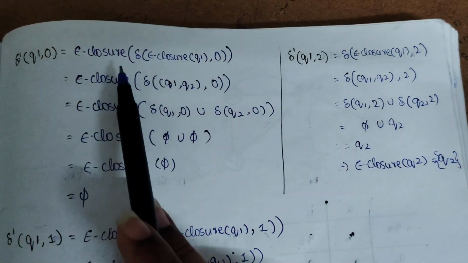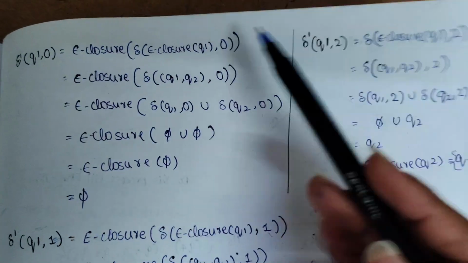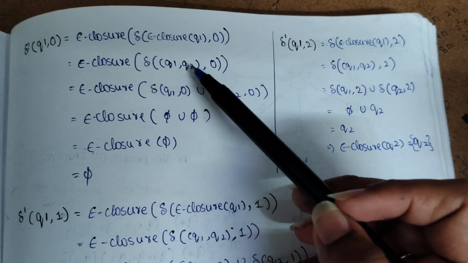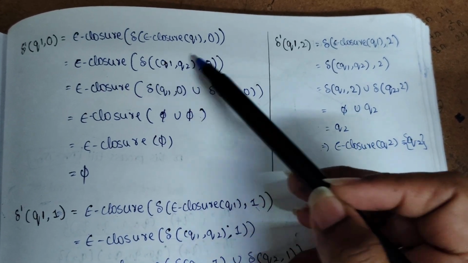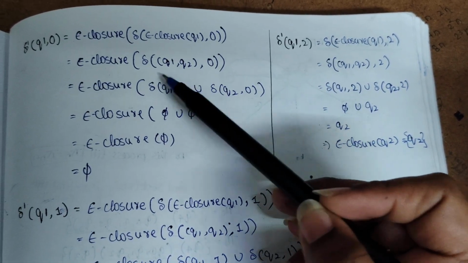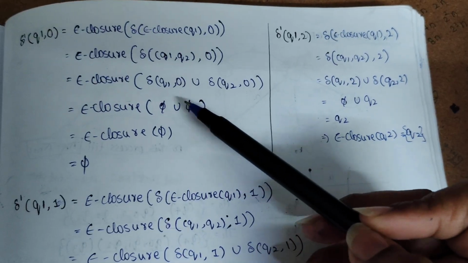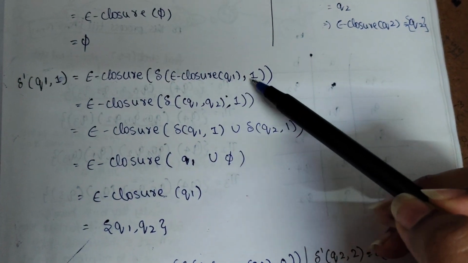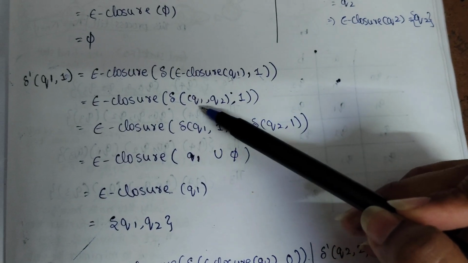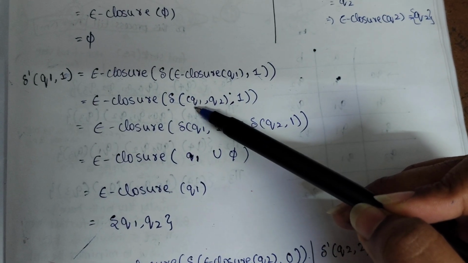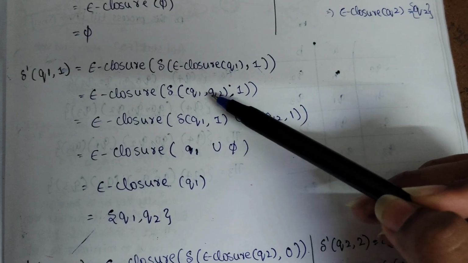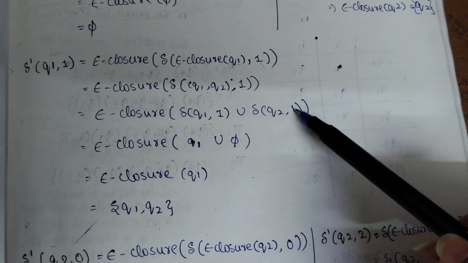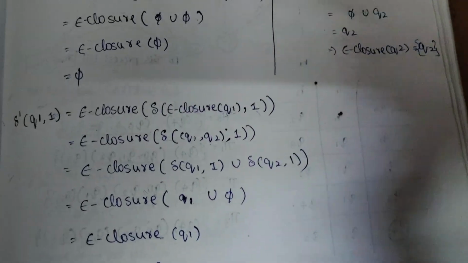The same way we'll be calculating the transition function of (Q1, 0), (Q1, 2) and (Q1, 1). Like (Q1, Q2) comma 0. So (Q1, 0) union (Q2, 0). Through the table we'll get φ and φ. So ε-closure of φ is nothing but φ. Now for (Q1, 1), ε-closure of Q1 is Q1, Q2. So transition function of (Q1, 1) union transition function of (Q2, 1). (Q1, 1) is Q1, (Q2, 1) is φ. So ε-closure of Q1 is Q1, Q2.